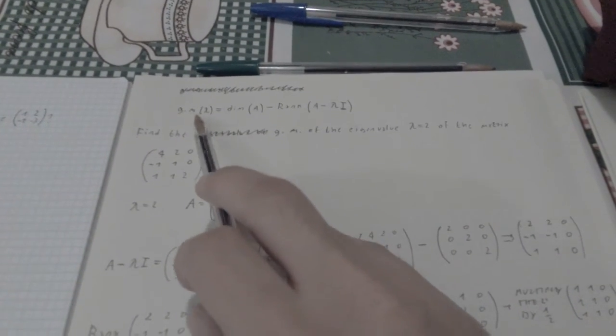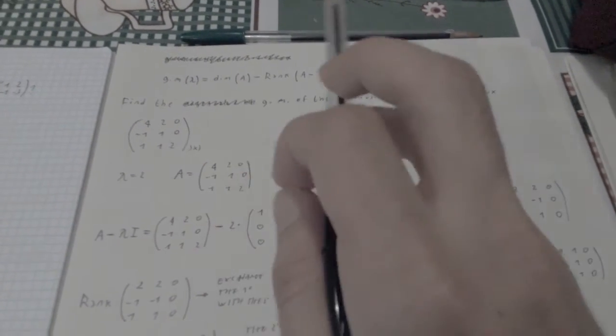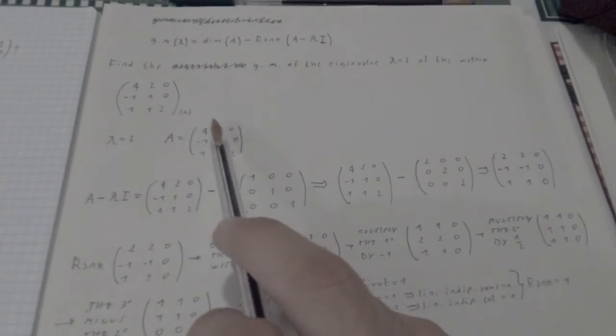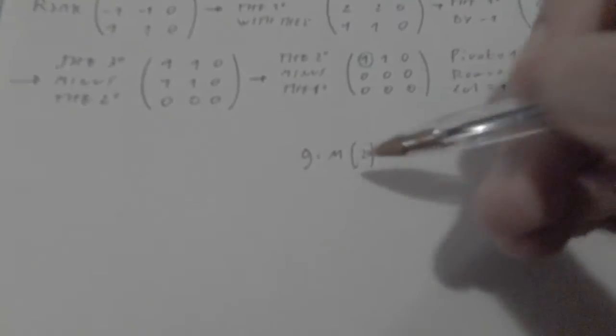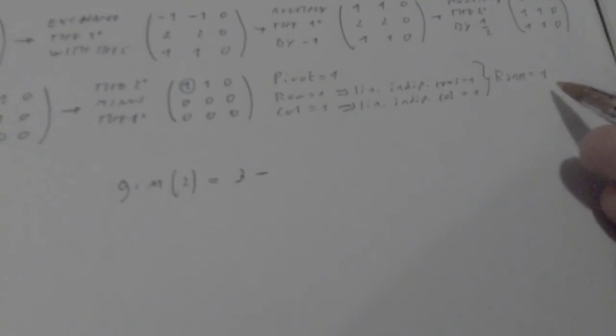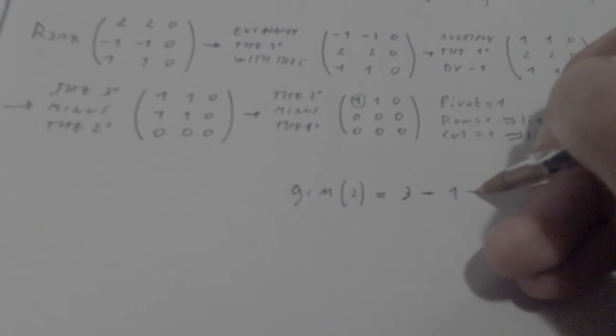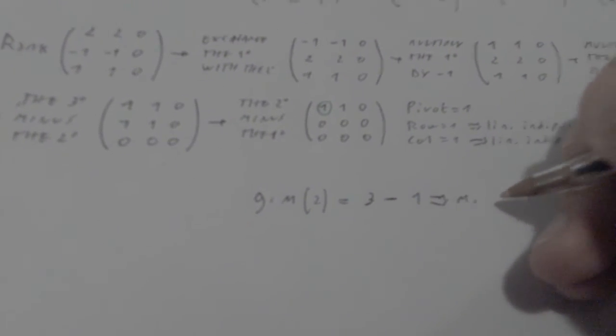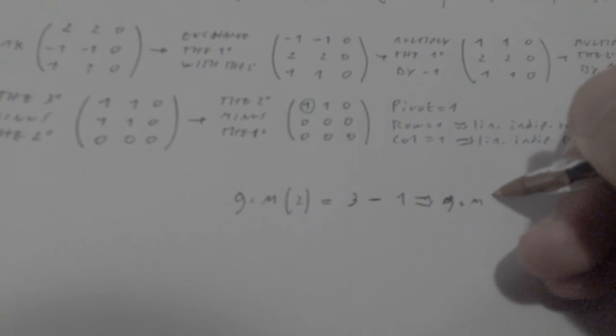With this in mind, we can say that the geometric multiplicity of lambda is equal to the dimension minus the rank. The dimension of a 3 by 3 matrix is 3. So the geometric multiplicity of the eigenvalue 2 is equal to the dimension, 3, minus the rank that we just found, which is 1. This gives us that the geometric multiplicity of 2 is equal to 2. And this is pretty much it.